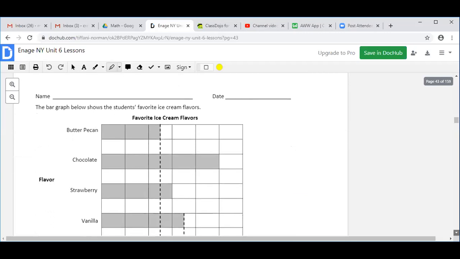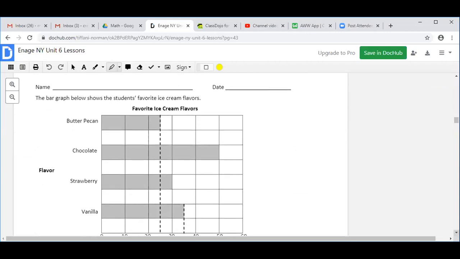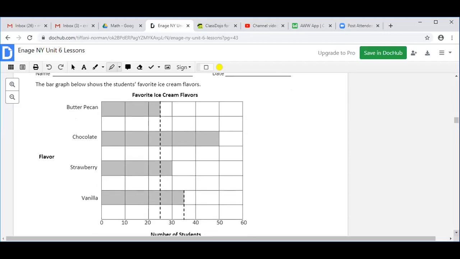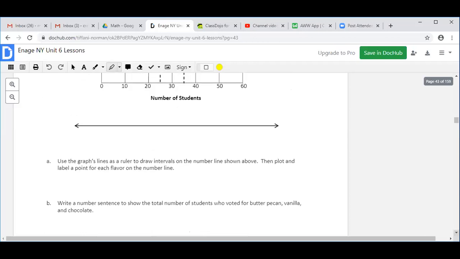All right, this is the exit ticket of favorite ice cream flavors. Again, you can use different examples to show data using bar graphs. So this one is another horizontal bar graph. We have our flavors, which are vanilla, strawberry, chocolate, and butter pecan. And then we have the number of students. And again, it's skip counting by tens. So again, disregard the number line.